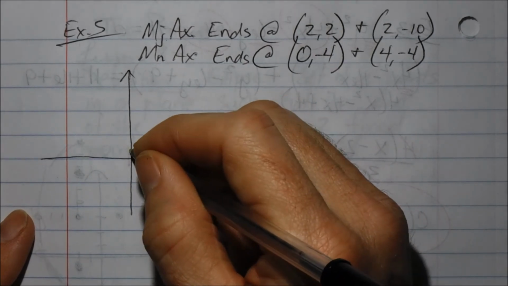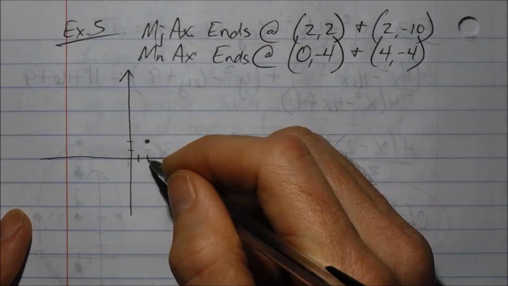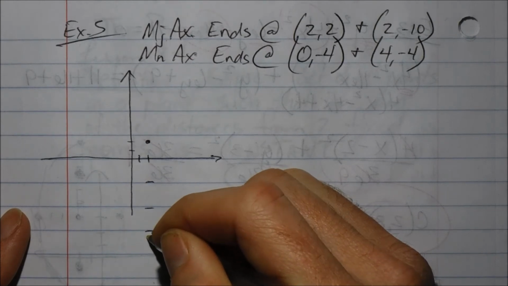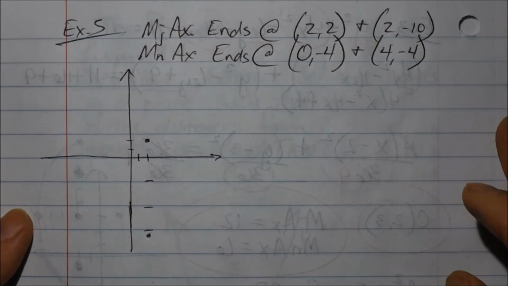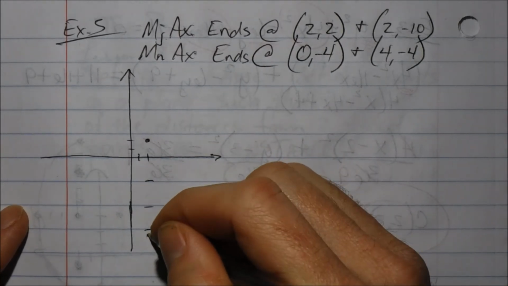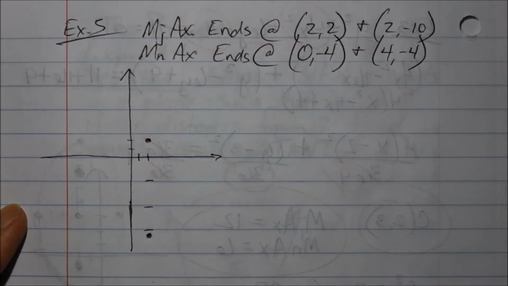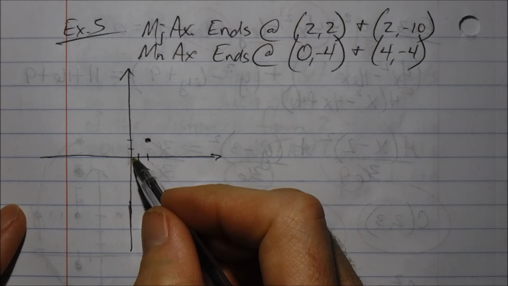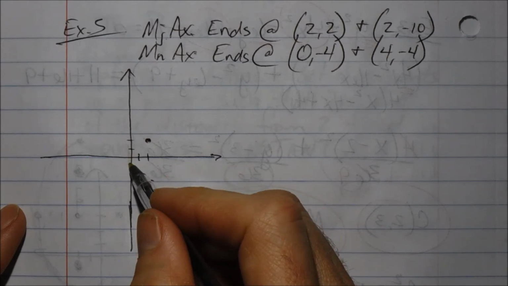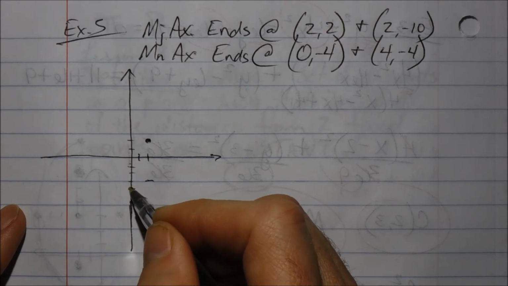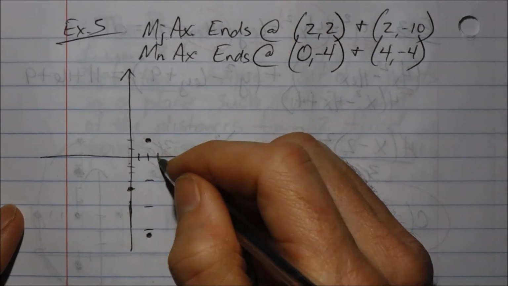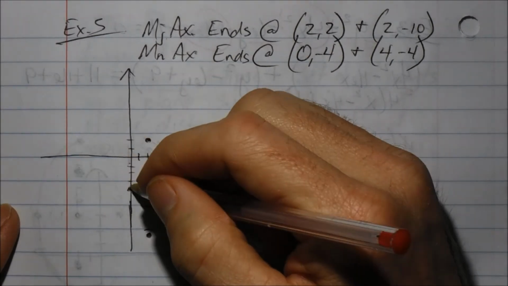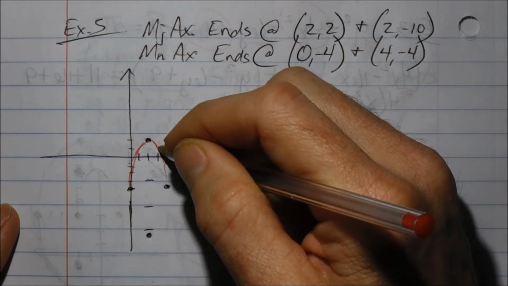So 2, 2, and 2, negative 10. Oh boy, that's way down there. I'm going to go 3, 6, 9, 10. Way down there. Off screen. Nope, we're in there. All right, there and there. That's the major axis. All right, minor axis. 0, negative 4. 0, 0, negative 4. Oh, all right, so 1, 2, 3. 0, negative 4 and 4, negative 4. Okay, I'm going to make a real quick sketch. Put that in there.